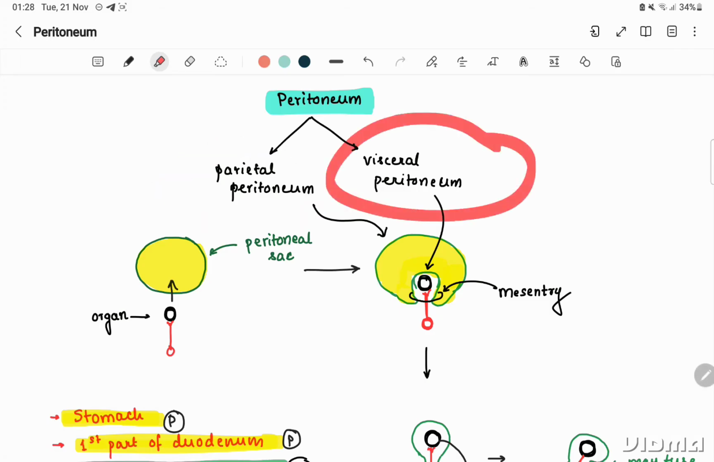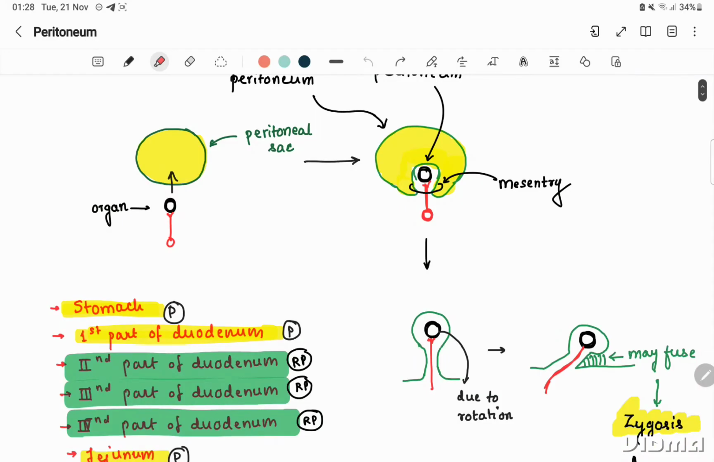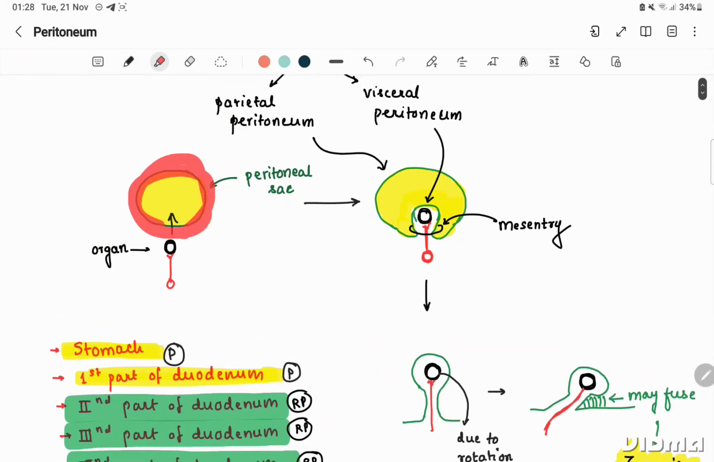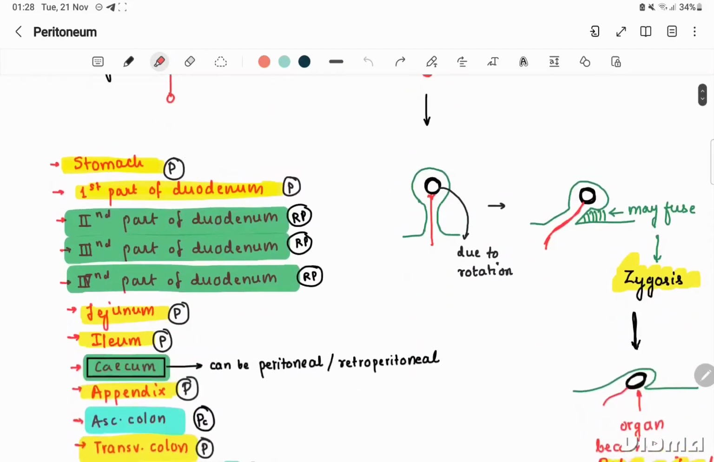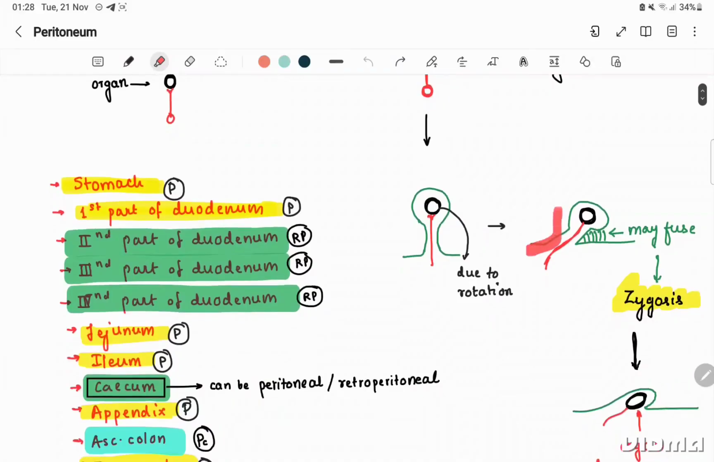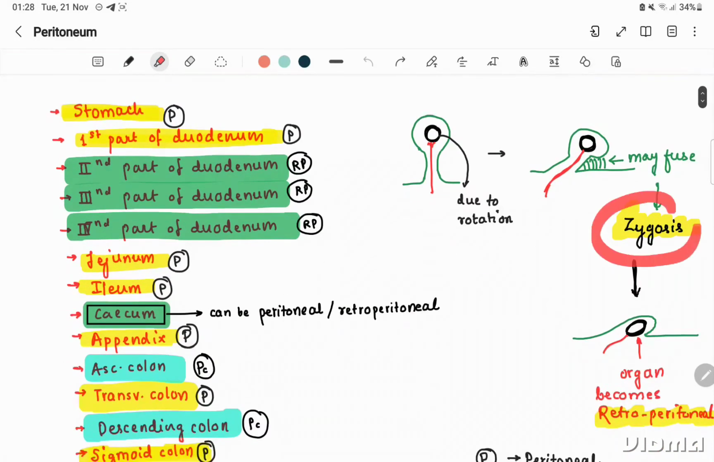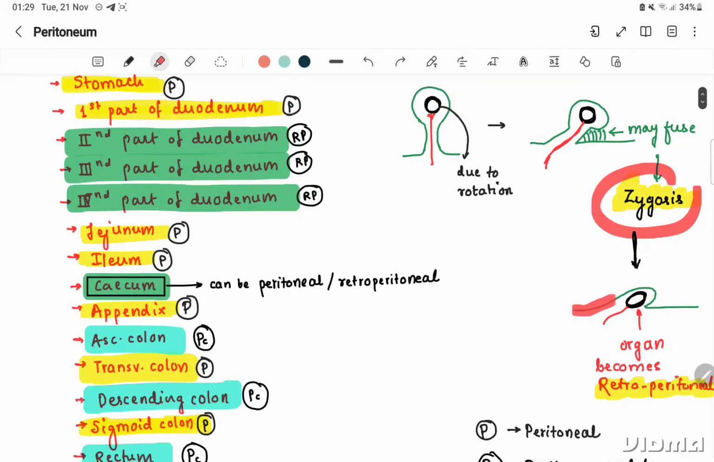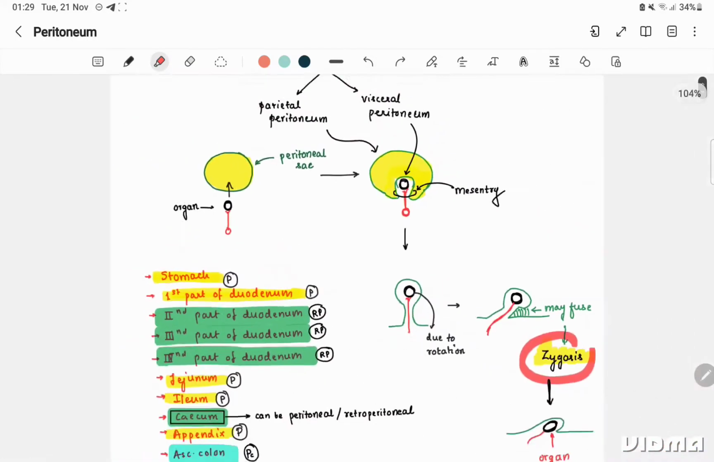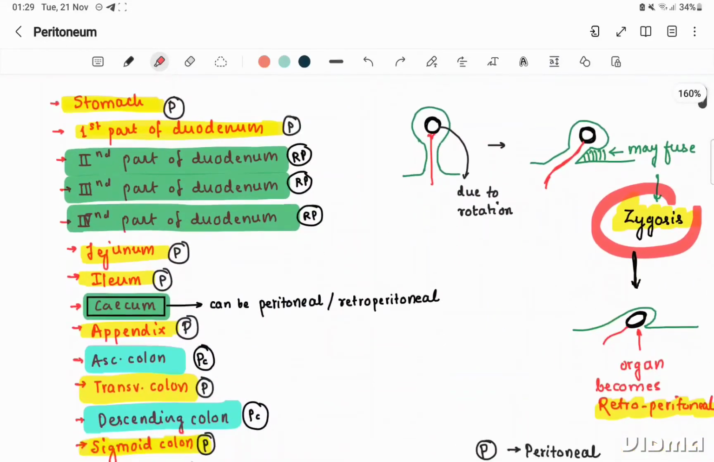So there is the parietal peritoneum and the visceral peritoneum. If there is an organ, there is a peritoneal sac. As the organ moves upward, the peritoneal sac will start surrounding the organ. This part, which is close to the organ, is called the visceral peritoneum, and this outside part is called the parietal peritoneum. And due to rotation, this may fuse like this, and this is called zygosis, and the organ becomes retroperitoneal. That is, it is covered by peritoneum on only one side. This side is empty. So this is how a retroperitoneal organ forms.